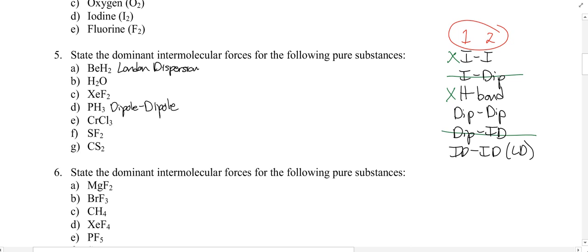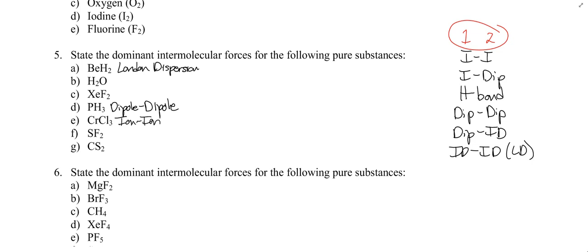Okay, let's do one more. CrCl3. Let's go through. Is it ionic or covalent? It is ionic, which means I'm done.